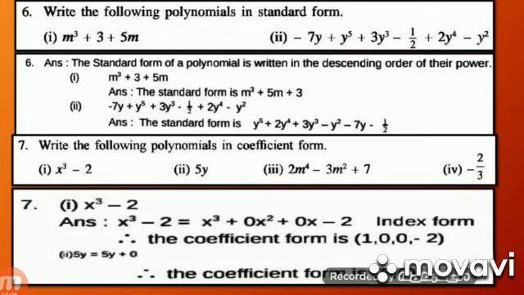Question number 7. Write the following polynomials in coefficient form. The first, x cube minus 2. This can be written as x cube plus 0x square plus 0x minus 2, which is the index form. Therefore, the coefficient form is 1, 0, 0, minus 2 within brackets. The second, 5i is equal to 5i plus 0. Therefore, the coefficient form is 5, 0.